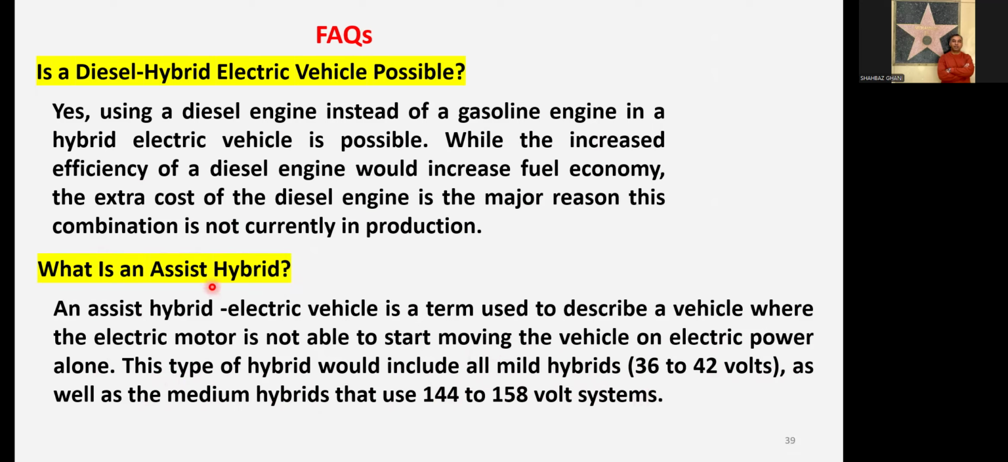What is an assist hybrid? An assist hybrid electric vehicle is a term used to describe a vehicle where the electric motor is not able to start moving the vehicle on electric power alone. This type of hybrid would include all mild hybrids, 36 to 42 volts, as well as the medium hybrid that uses a 144 to 158 volt system.